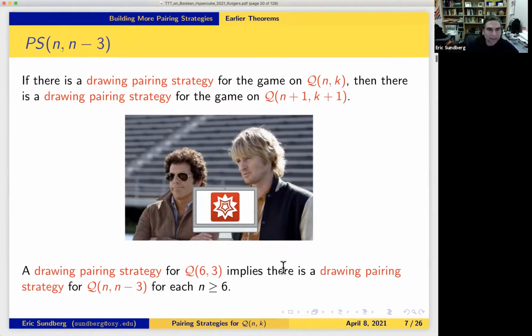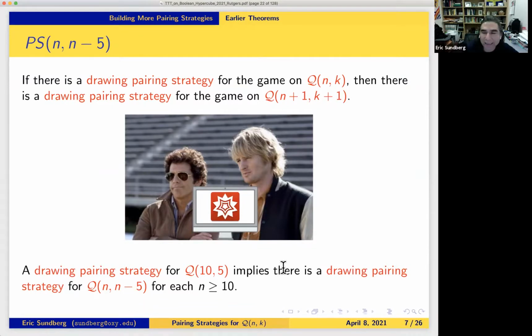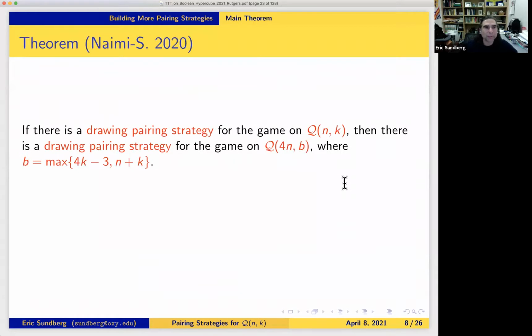And if you look at maybe the last 3 results, we have the 6-3, 8-4, and 10-5. That led us, of course, to conjecture, well, maybe we can find a pairing strategy for the Q(n,n/2) game. We won't be able to use this lemma to find such a pairing strategy, but maybe some other approach will work. And Ramin, Naimi, and I were able to come up with this theorem right here that says if there's a drawing pairing strategy for the Q(n,k) game, then there's a drawing pairing strategy for the Q(4n,B) game, where B is the larger of 4k minus 3 and n plus k.